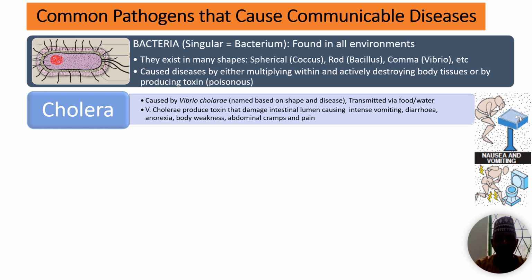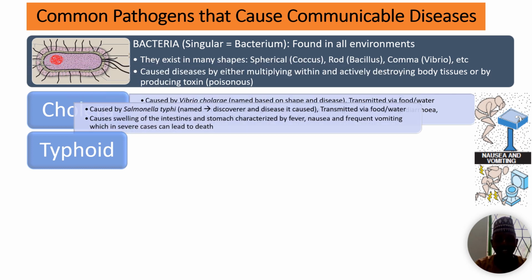Generally, in the case of the cholera infection, the individuals may either survive or die within 24 hours as a result of dehydration of the body fluid. Now, the second example of common bacterial diseases in the environment is typhoid.